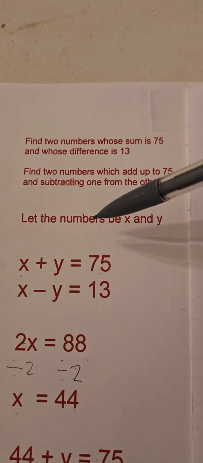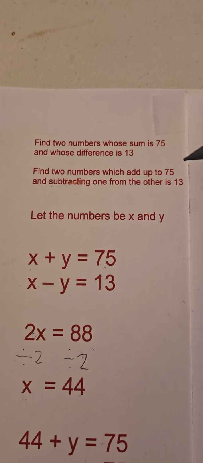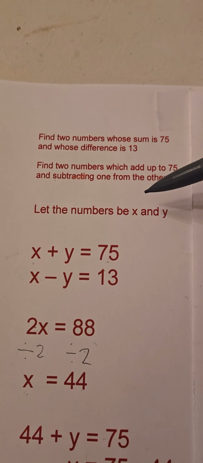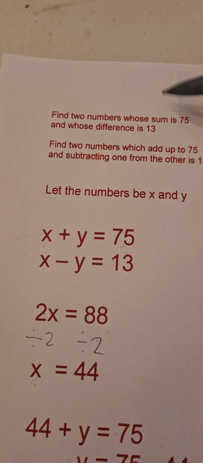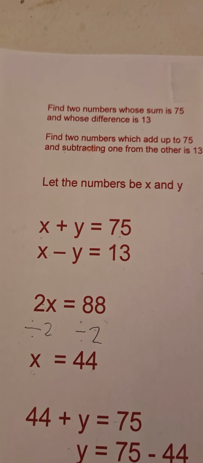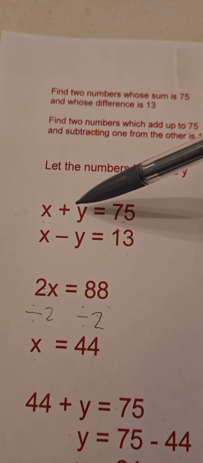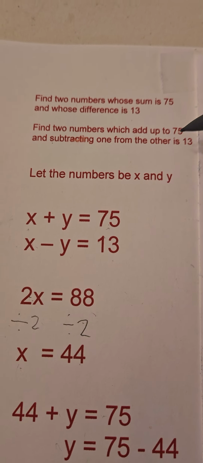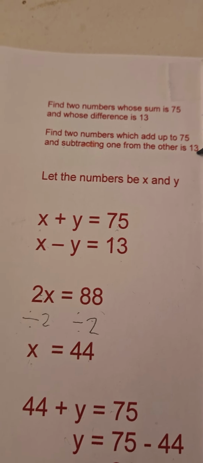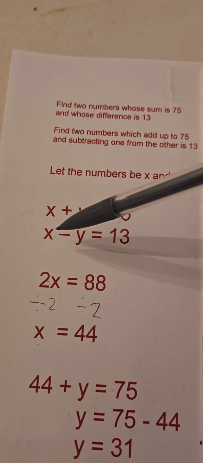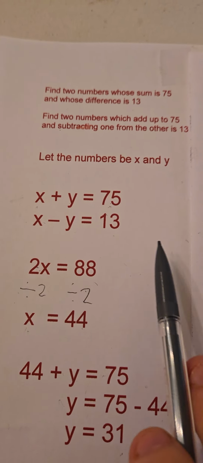These two sentences I'm going to rewrite as an algebra equation. The numbers that add up to 75 and subtract to 13, I'm going to call the letters X and Y because I don't know what they are. Of course we cannot write those numbers in because we don't know what they are. But if we call them X and Y, X plus Y equals 75. And the sentence subtracting one from the other, 13, to rewrite as an equation is X minus Y equals 13. Okay, so that's our two equations.